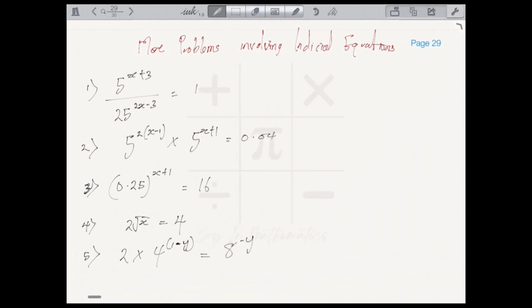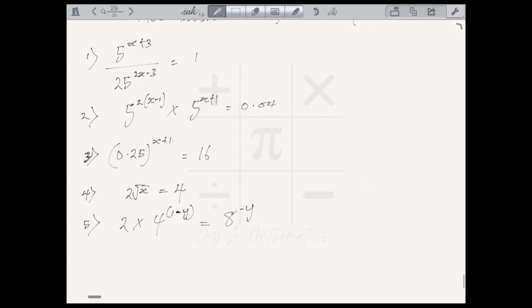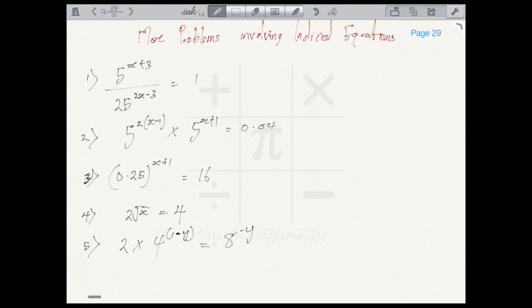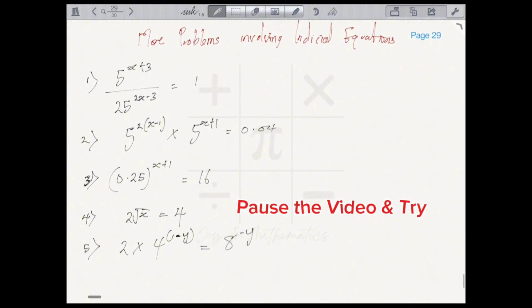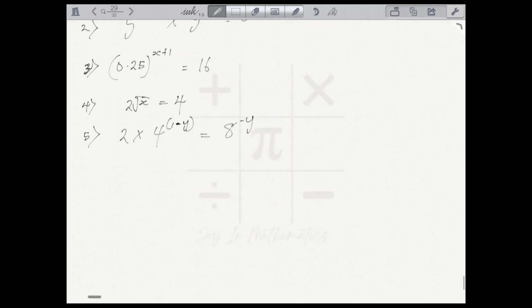We will be solving more problems on using indices. Okay, so we have these questions, and you can pause the video now to give it a try, and let's see how well you can apply the laws of indices to solve an equation. But we will be solving them together now, so you can pause the video to give it a try. All right, let's begin with number 1.